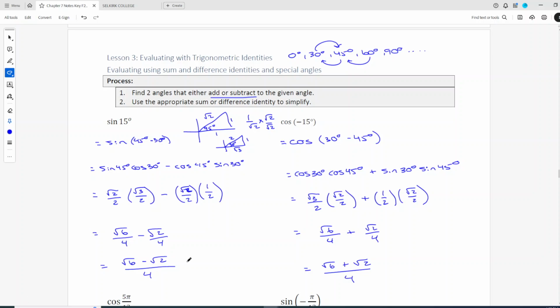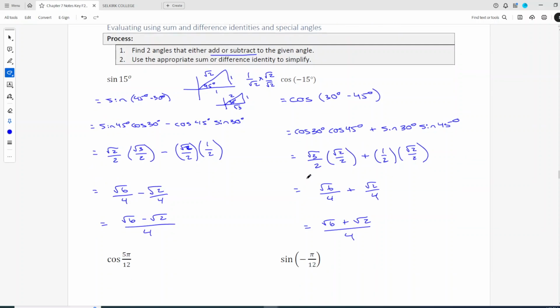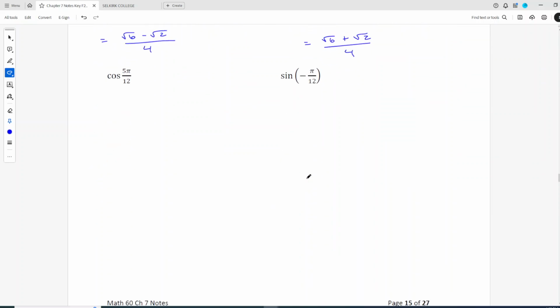And I always like to mention, because it is good to be able to check your answers, if you plug into your calculator in degrees cos of negative 15, you should get the same as if you plugged this into your calculator. So it's a good way to check to make sure nothing went wrong. And now what we're going to do is we're going to do this all again, but in radians.